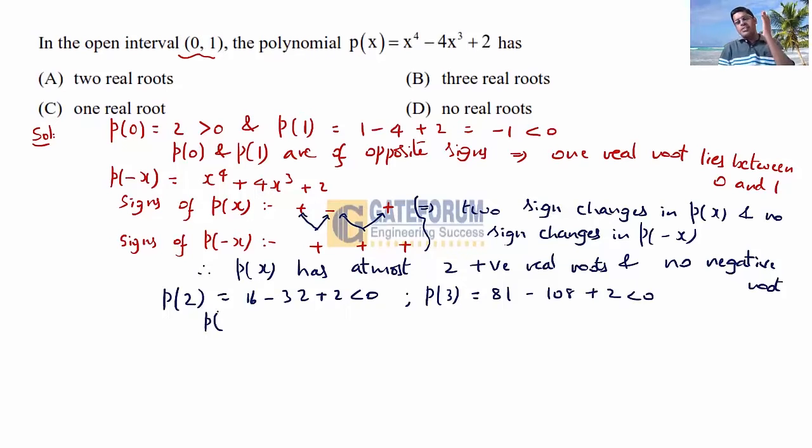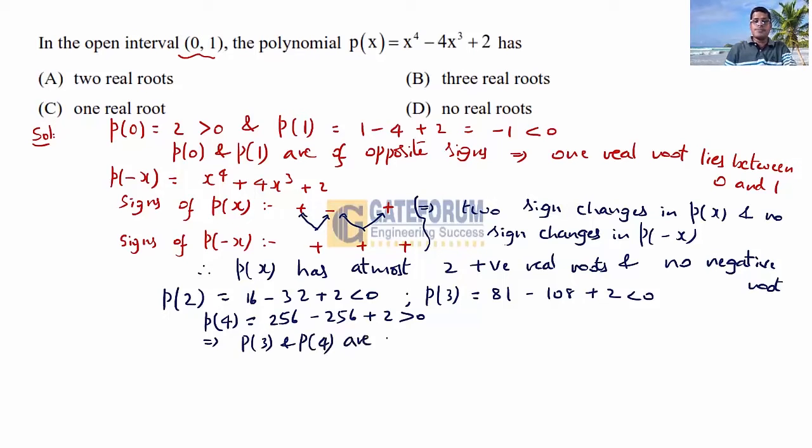If you are still continuously getting the same sign, then backtrack, that is finding P of minus 1, P of minus 2, and go on giving negative values of x. P of 4: put x equal to 4, 4 power 4 is 16 into 16, 256, minus 4 cube into 4, that is again 4 power 4, 256, plus 2, which is greater than 0. So that means P of 3 and P of 4 are of opposite signs.